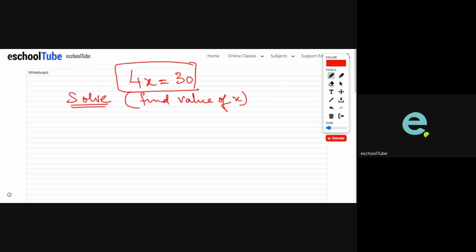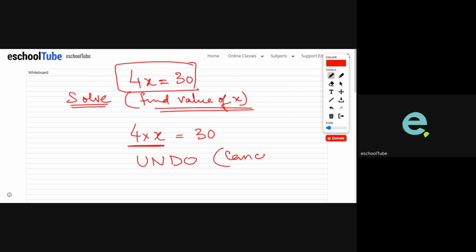And how do we find the value of x? We will remove the operations. What operation is happening with x? 4 multiplied by x is equal to 30. So how will we find the value of x? Whatever operation is being done, we will remove. Remove means undo. That means we are cancelling or removing the operation. And how do we cancel or remove the operation? By its inverse operation. What is the inverse operation?